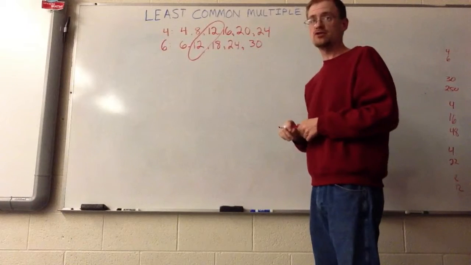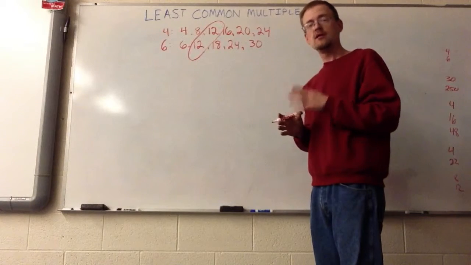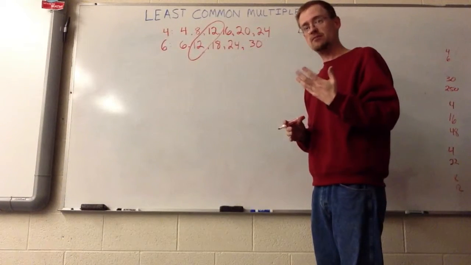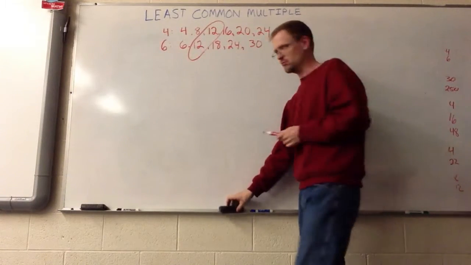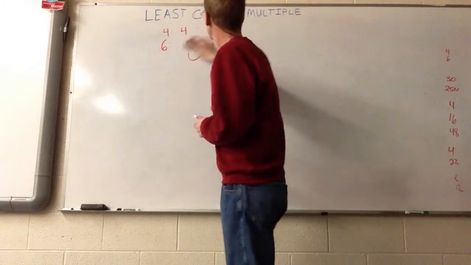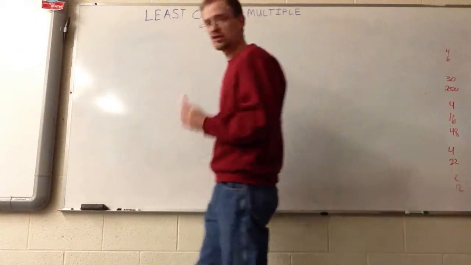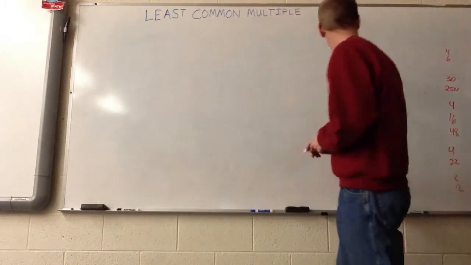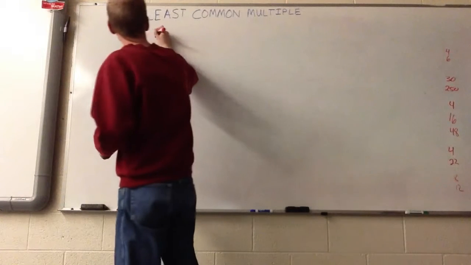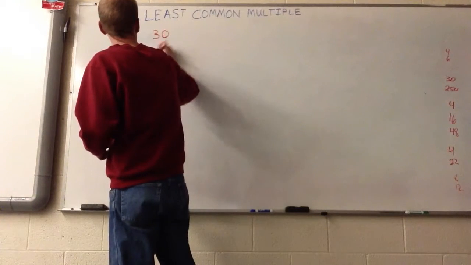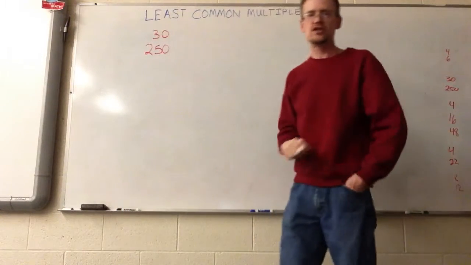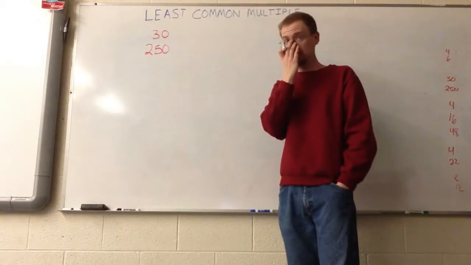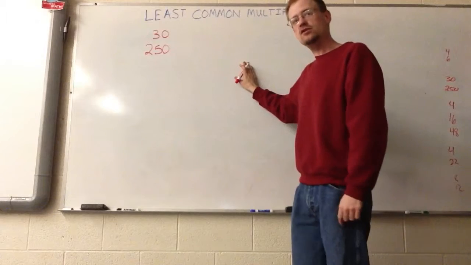And for small numbers, this works great. The problem is when we get to bigger numbers, this can be really, really long. So we need to look at a new method. Let's look at some numbers that might be like that. Let's do 30 and 250. Now, I'm going to use the new method to do this.